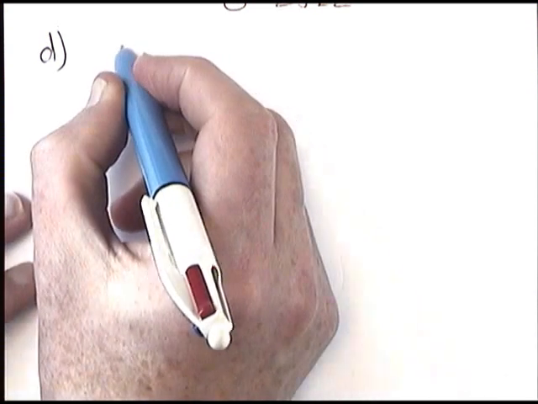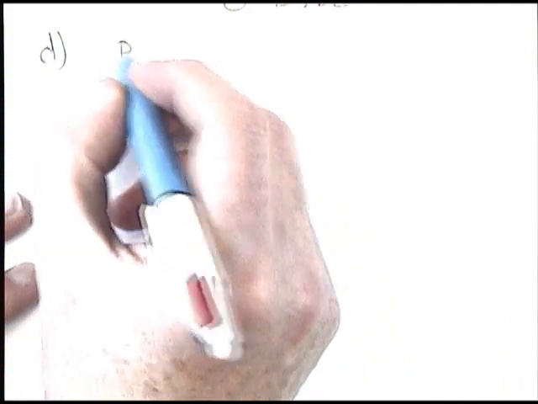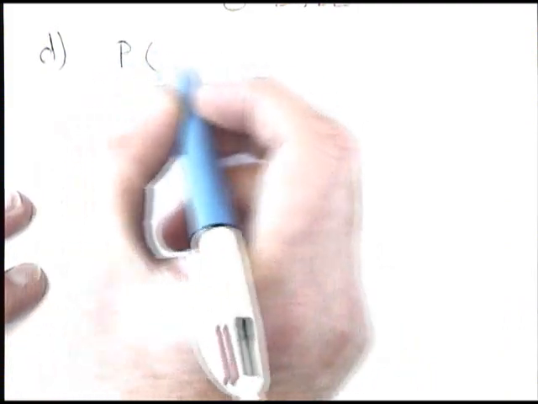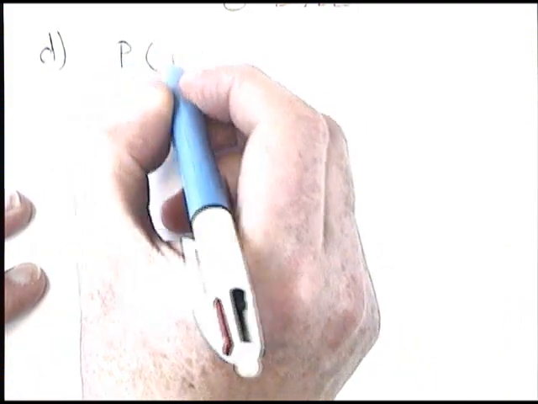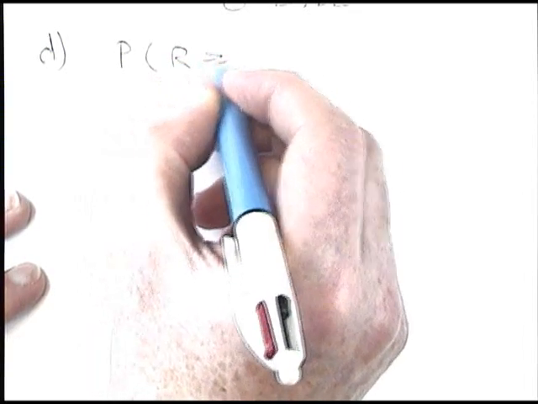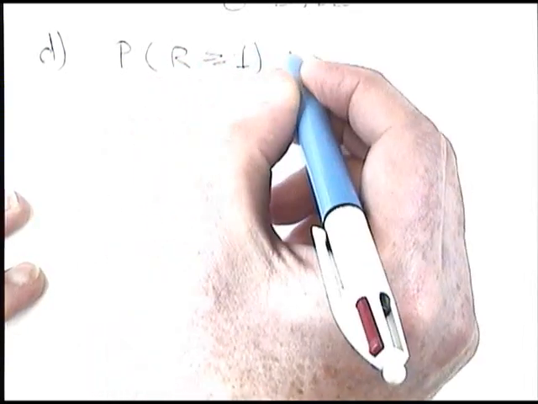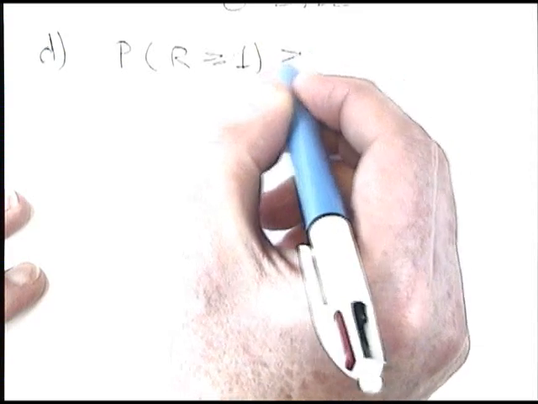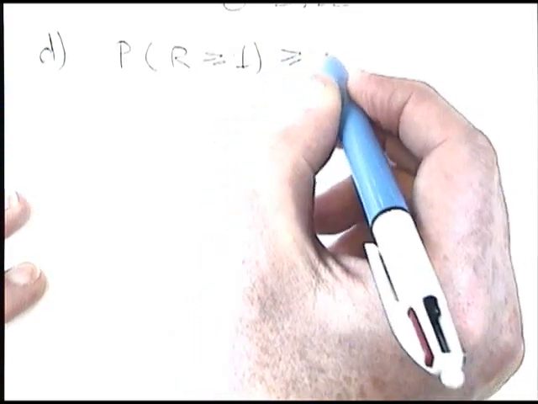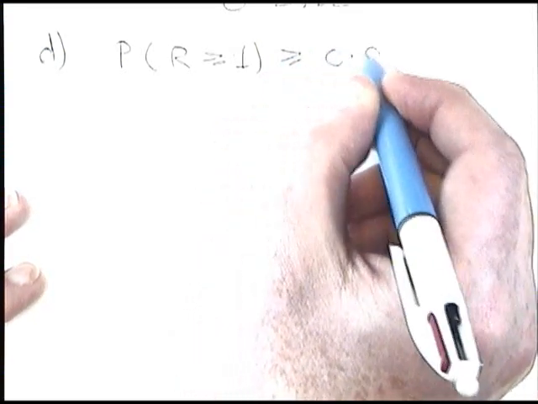The final part of the question is trickier. It says how many balls need to be chosen if the probability of obtaining at least one red ball is to be at least 99%. Let's just try and write something down. The probability of obtaining at least one red ball, so red is greater than or equal to 1, that probability is at least greater than or equal to 99%, so 0.99.